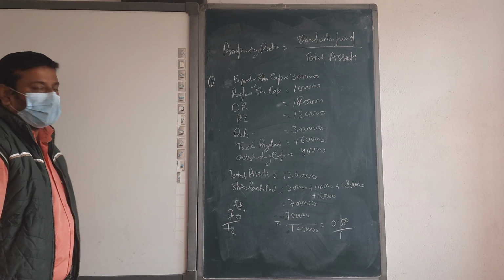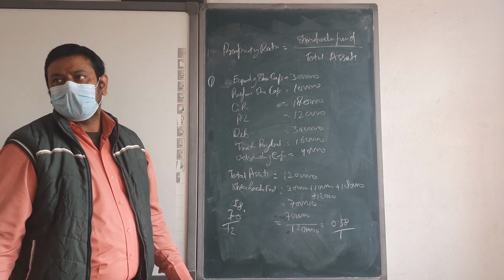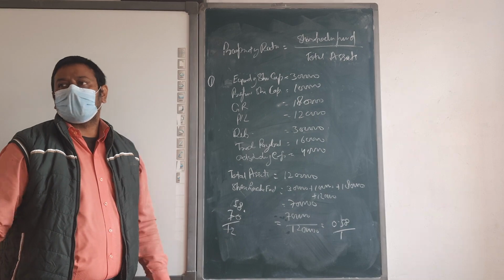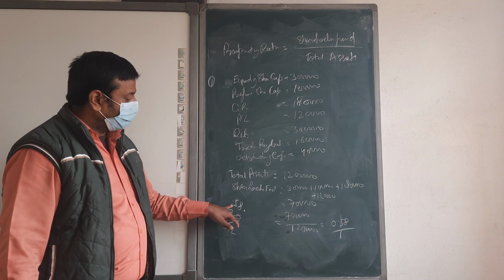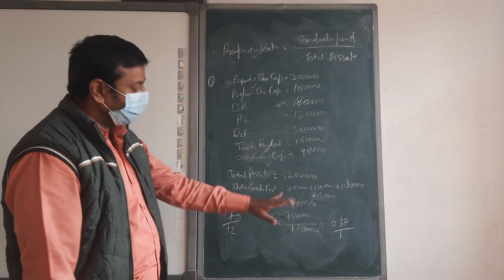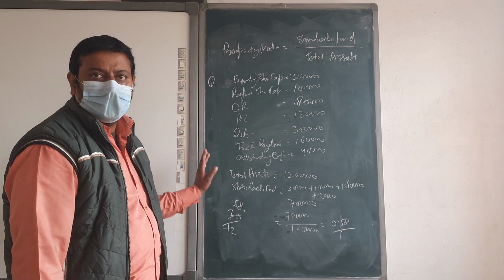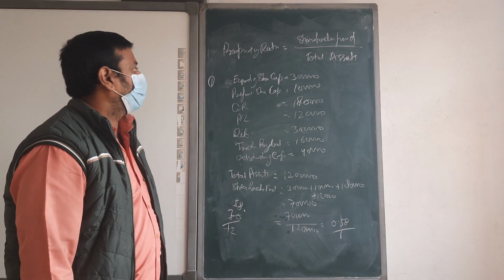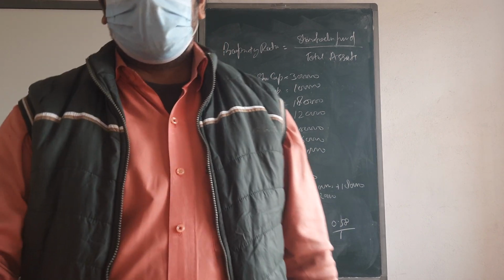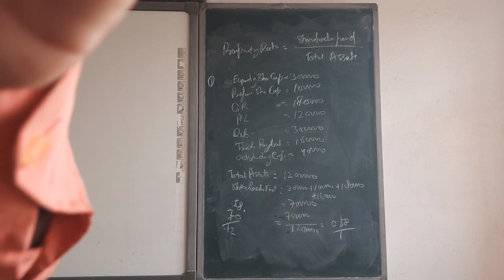12 into 8 is 96. Only 4 is there. Then again you can go 3 times. Then again 3 times. So just finish those things. 0.58 upon 1. Okay? Clear all this? Yes, sir. Okay. Now going to start to solve the questions from all the topics.